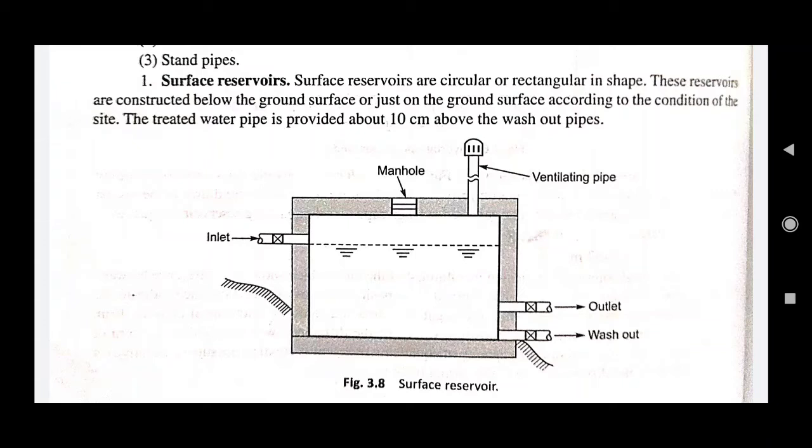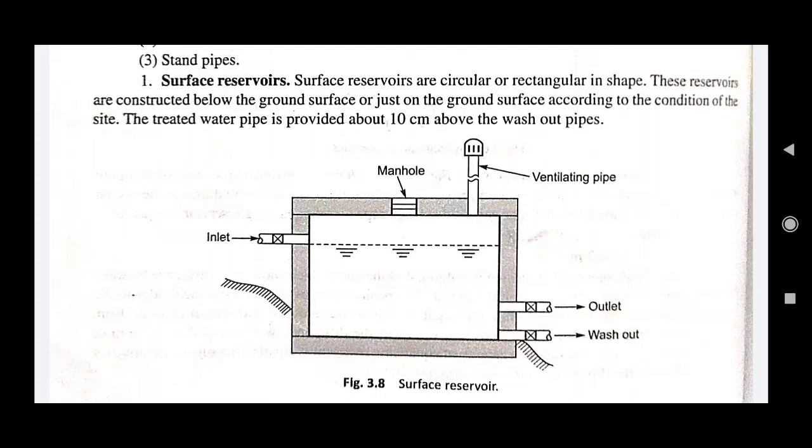When the water is stored for a longer period of time, if there is some amount of debris or organic vegetation, or any material which is not expected in the water supply scheme, that material will settle out on its own. For that purpose, a washout pipe is provided in the bottom of the tank, for the cleaning of the tank.